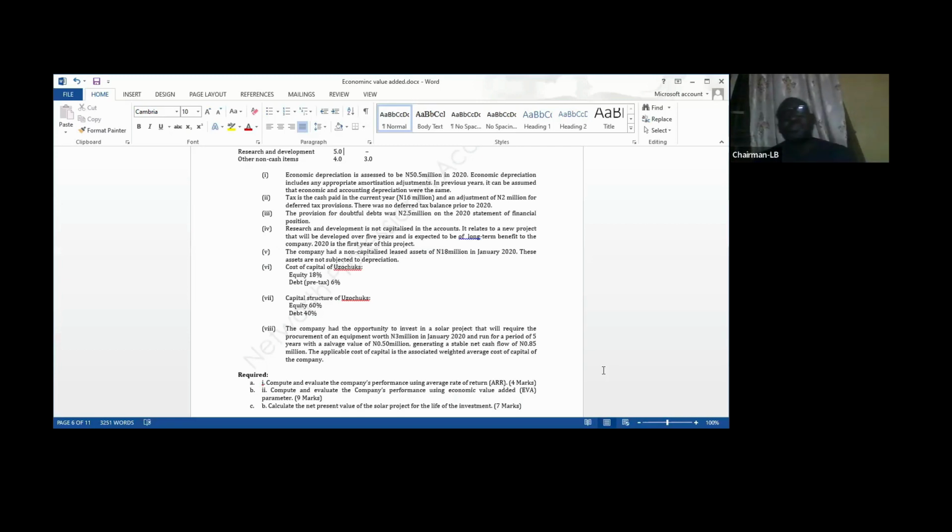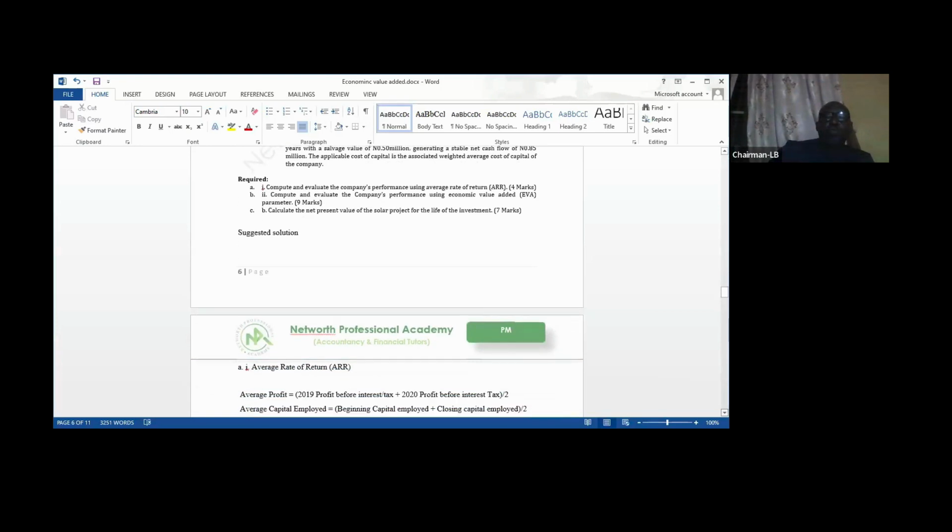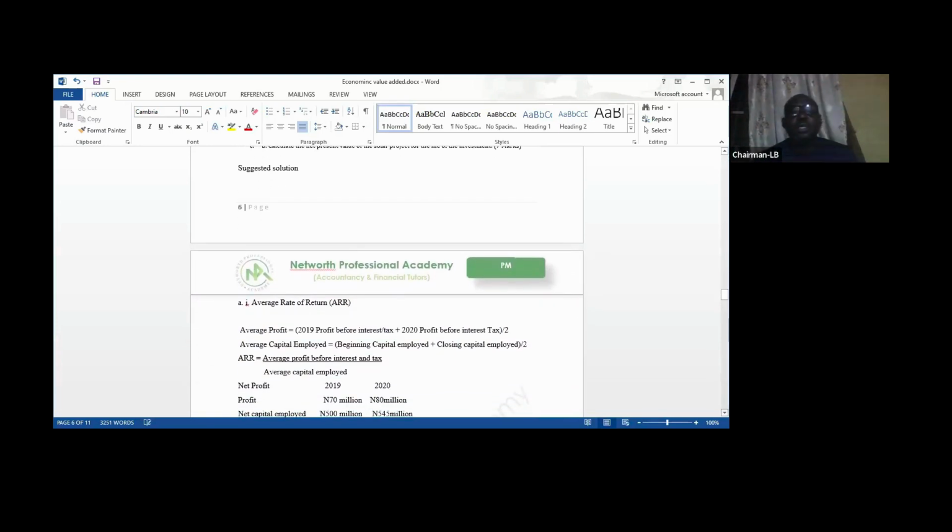The only difference is accounting rate of return is calculated before the project, while return on capital employed is calculated after the project. Let me take that quickly. We are going to also try to demonstrate this.